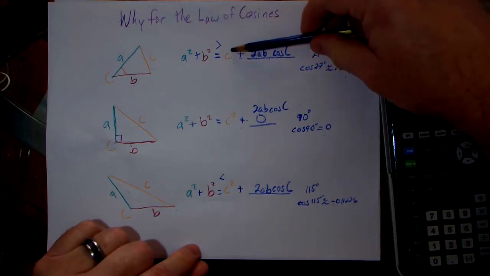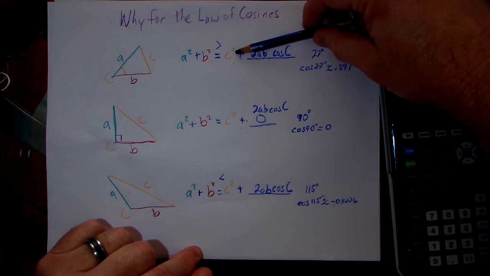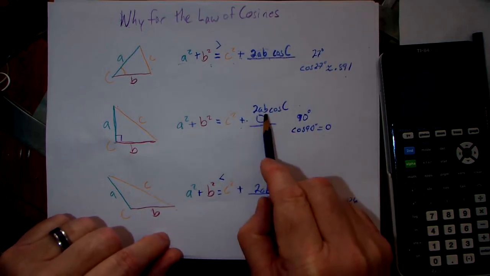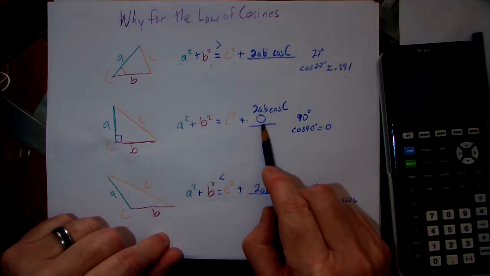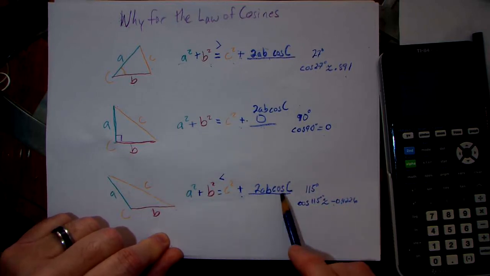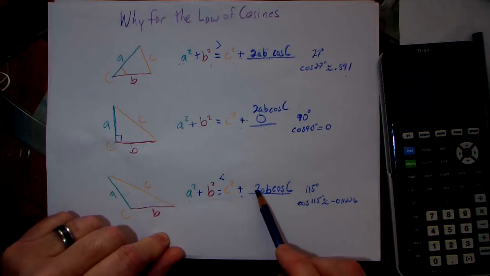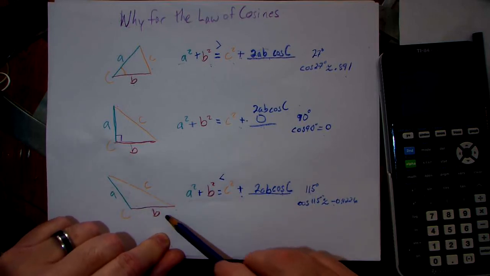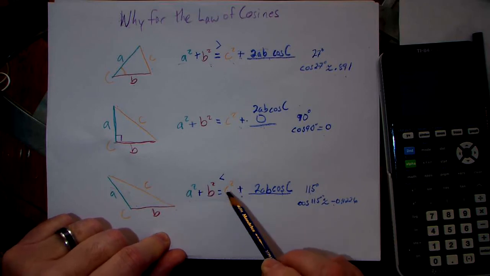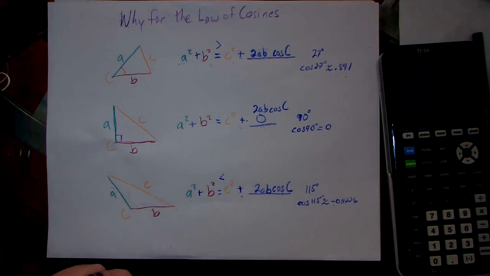So if I take C squared and add 2AB cosine C, I'm going to get a number that's bigger than what the C squared was, which will bring me back in line with what A squared plus B squared is. If I do 2AB cosine C here for 90 degrees, I get plus 0, so the Pythagorean theorem still holds. Down here, if I do cosine of an obtuse angle, such as 115, I get a negative number, since A and B are positive numbers. So I do, in fact, end up subtracting there to make this C squared smaller, which will bring it back in line with the A squared plus B squared.